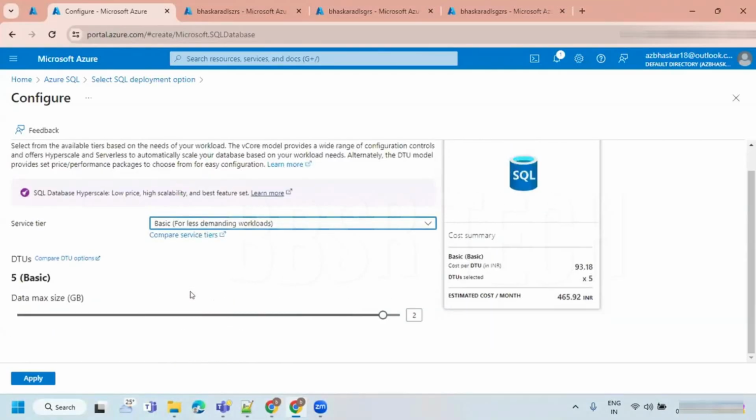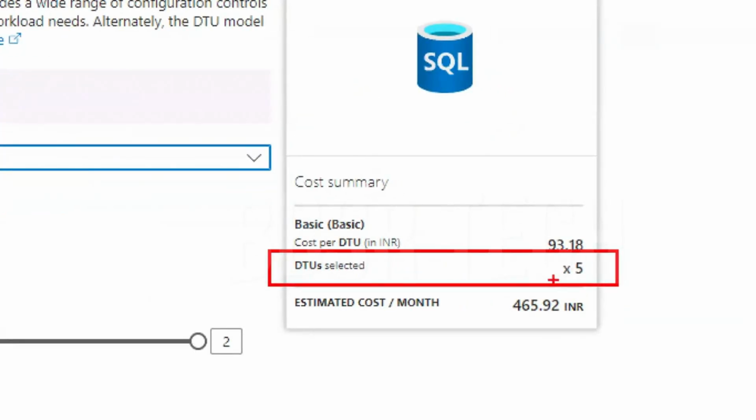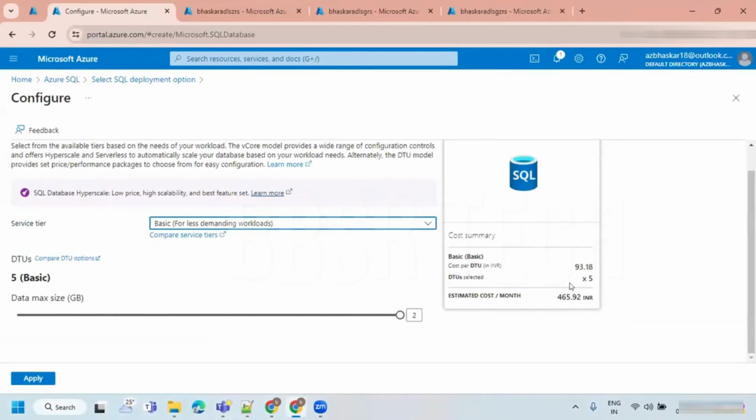Let's take basic. When it is basic, the number of DTUs is fixed. How many DTUs are given? 5 DTUs are given. So you're going to have 5 DTUs. You cannot increase the number of DTUs. In real time there is less chance to use this basic, but there are some situations to use it. If you have a low volume of data for development, then you can go for this. Or if you have a POC kind of project, then you can go for basic.